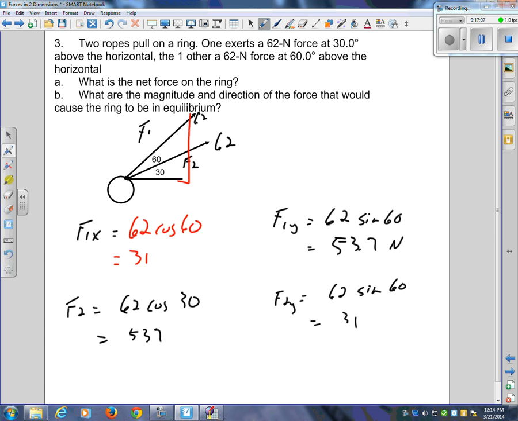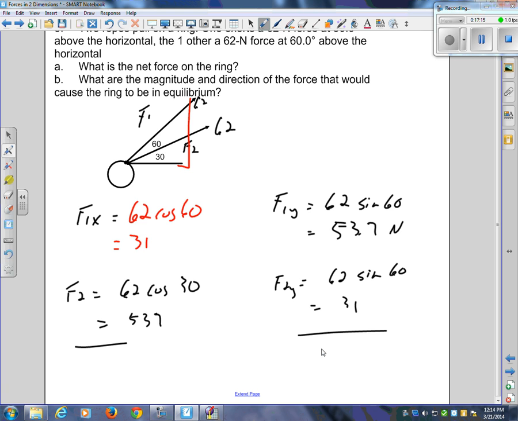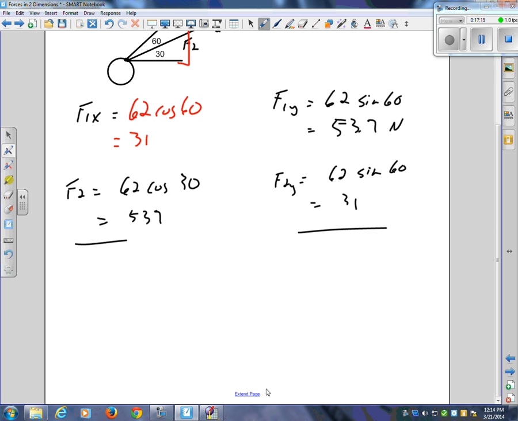Now, I've set it up so that they're all positive, up and to the right. So the net force on the ring, you would have to actually do what? Add them together, right? You're going to have resultant x is going to be 31 plus 53.7, which is 84.7, and because it's the same numbers, 84.7, right?